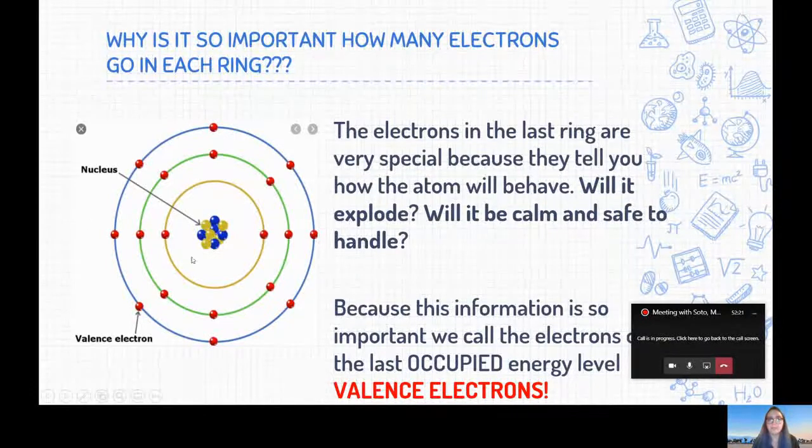So for example, in this picture, we have 2 electrons on that first ring, the yellow one. And then we have 1, 2, 3, 4, 5, 6, 7, 8 electrons on the second ring, that green ring. And then on the last ring, on the blue ring, we have 1, 2, 3, 4, 5, 6, 7, 8 as well. So this atom has 8 valence electrons because that's how many are on the last ring that we have here.